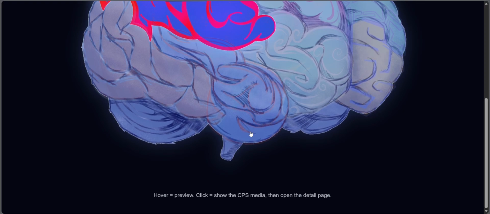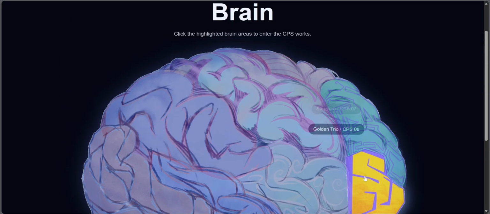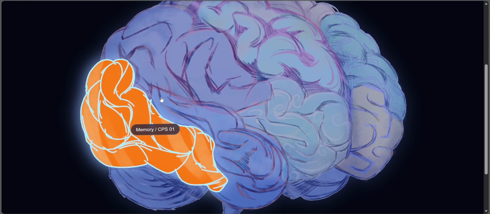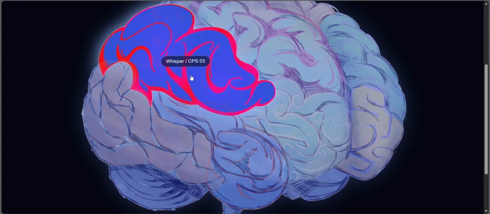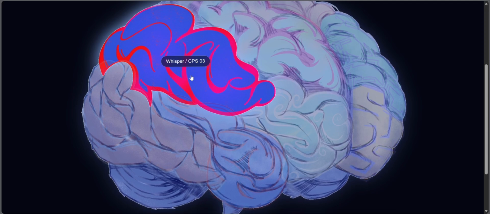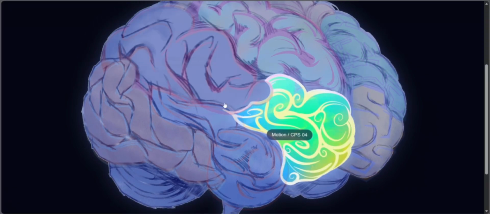This website connects 8 CPS projects. Each clickable area of the brain corresponds to one project. When the audience moves the mouse over a brain region, that area lights up. After clicking it, a short image or video preview appears, and then the audience can enter the project page.